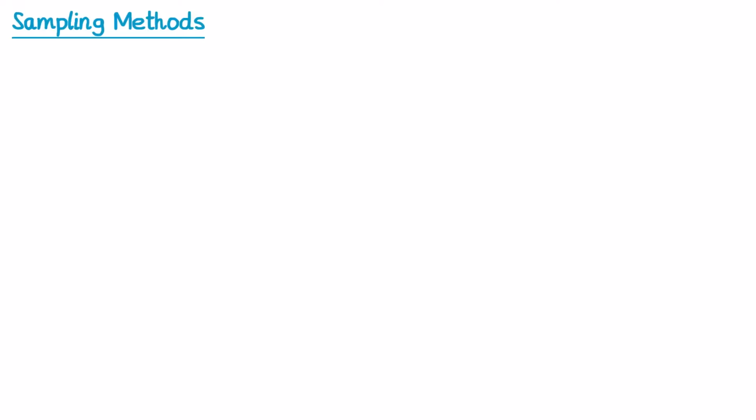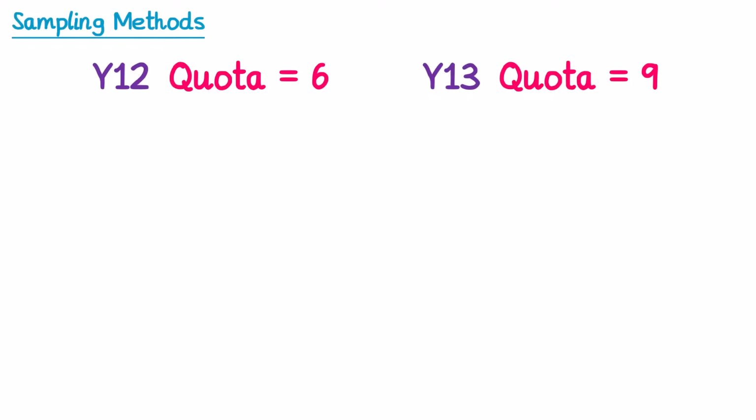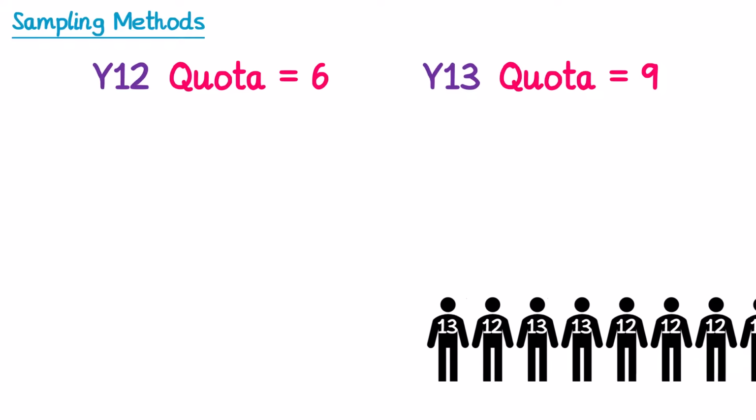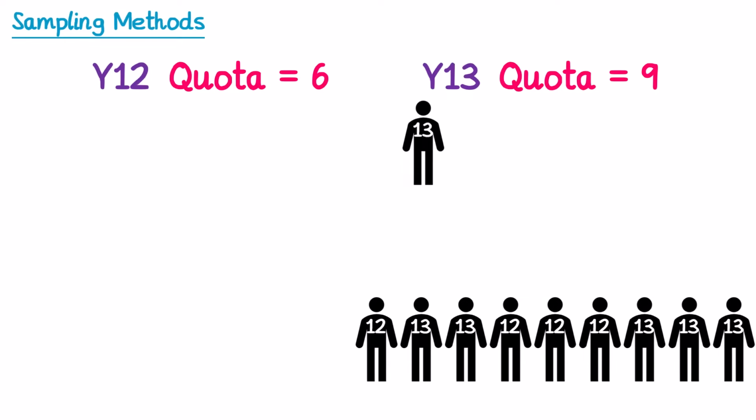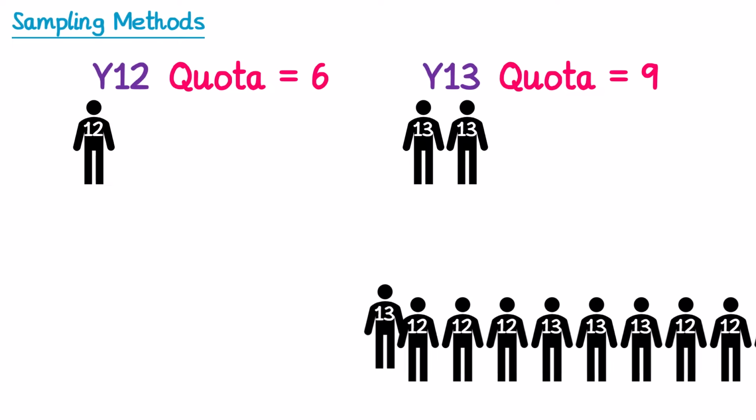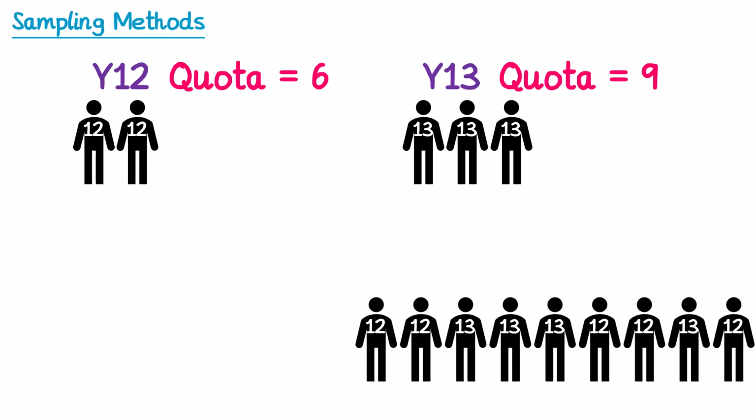Imagine the head of sixth form wanted to interview some of their year 12 and 13 students, and for whatever reason they've decided they need a quota of 6 year 12 students and 9 from year 13. We then need to sample the students in an opportunistic way, so this could be as they arrive to school in the morning. So if the first student that arrives to school is in year 13, we include them in the sample. You can see the second student's in year 12, so we include them. And then we continue to include all of the students as long as the quotas are not full.